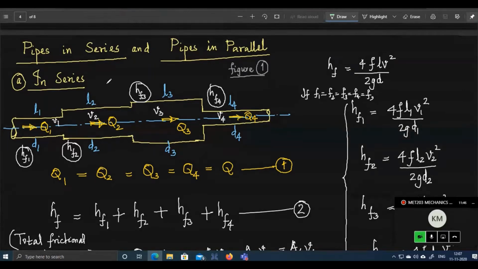And this arrangement is called pipes in series. And this is also called a compound pipe. So when you have such a compound pipe, practically this type of arrangement is used in many places where the diameter has to be changed from one to the other as per the requirement. So in series, this particular arrangement is called a compound pipe.